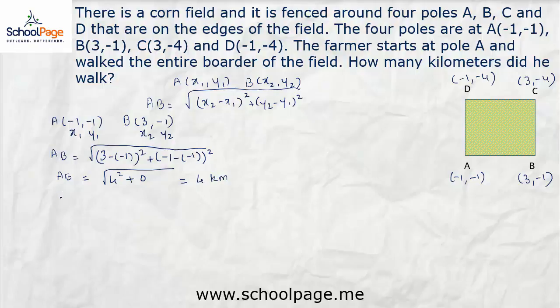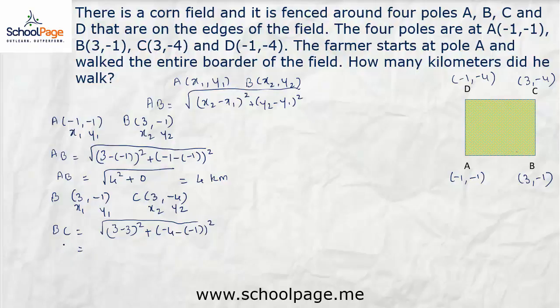Let us now find the distance BC. Let us write the coordinates of B as 3, -1 and C as 3, -4. Let us mark this as x1, y1, x2, y2. So BC equal to square root of 3 minus 3 the whole square plus -4 minus of -1 the whole square, so BC equal to square root of 0 plus -3 the whole square, which is equal to 3 kilometers.